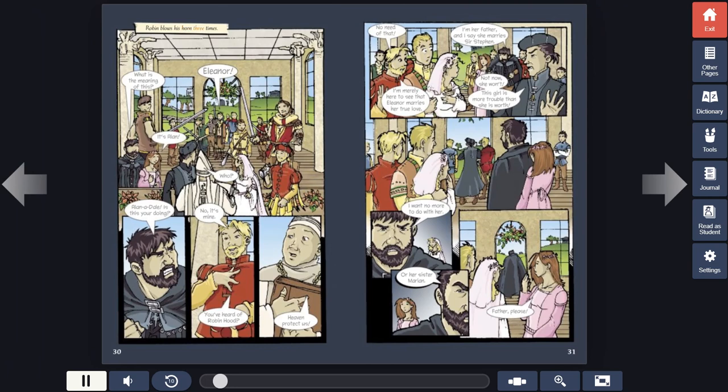Robin blows his horn 3 times. Eleanor! What is the meaning of this? It's Alan. Who? Eleanor Dale, is this your doing? No, it's mine. You've heard of Robin Hood? Heaven protect us. No need of that. I'm merely here to see that Eleanor marries her true love. I'm her father, and I say she marries Sir Stephen. Not now, she won't. This girl is more trouble than she's worth. I want no more to do with her. Or her sister Marion. Father, please.